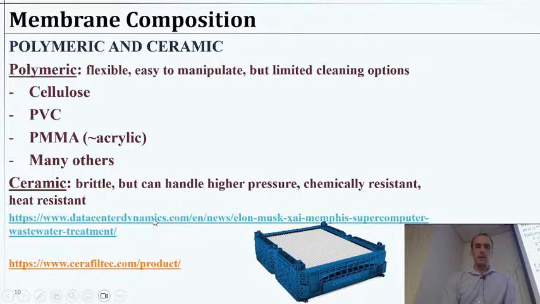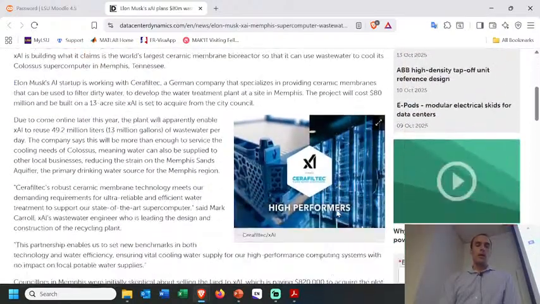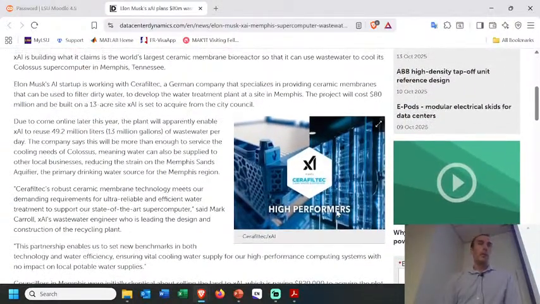Speaking of space and everything, apparently for xAI, they are planning to reuse Memphis wastewater as cooling water. What they're going to do is use what's called a membrane bioreactor, and they're using ceramic membranes. I've worked a bit with membrane bioreactors. It's a wastewater technology pairing the membrane separation with what we're going to talk about with the biological treatment.